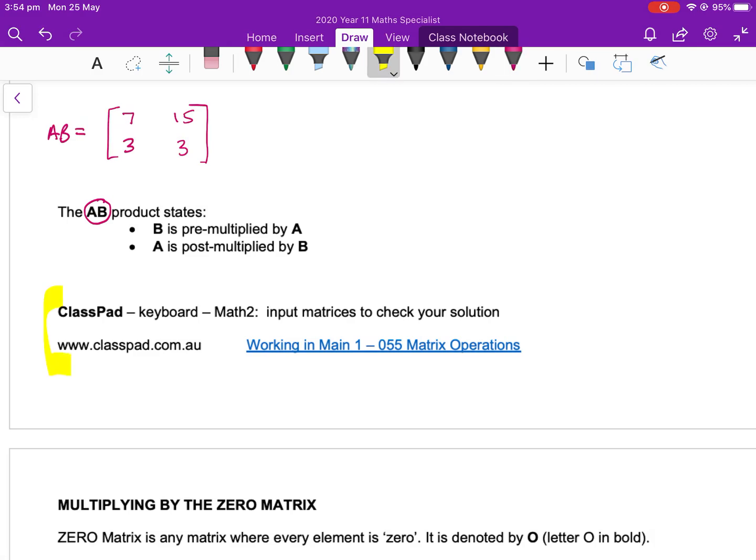We can actually use our ClassPad to input matrices using keyboard math 2, and there's a lovely video at classpad.com.au showing this, and we'll look at that together in class as a practice on how to use our ClassPad.